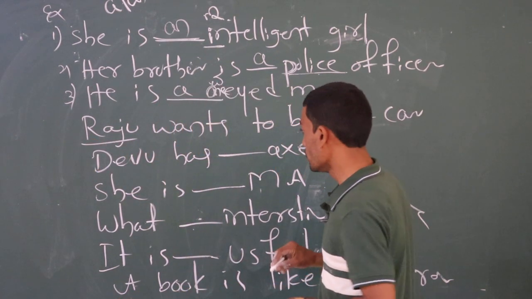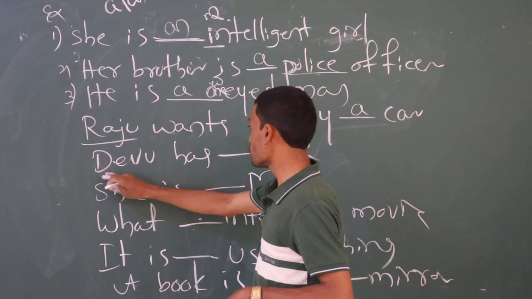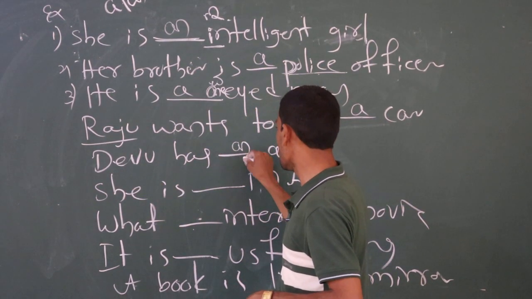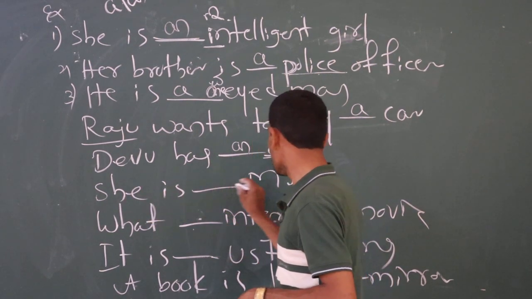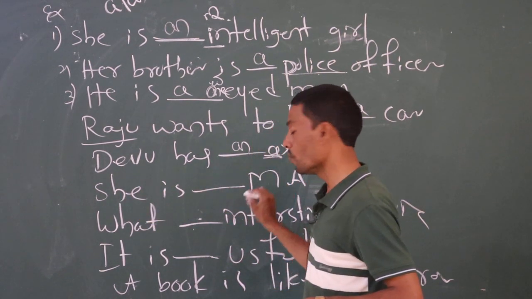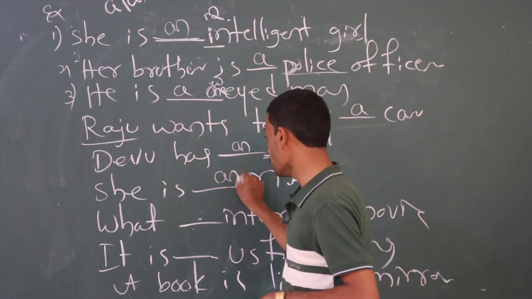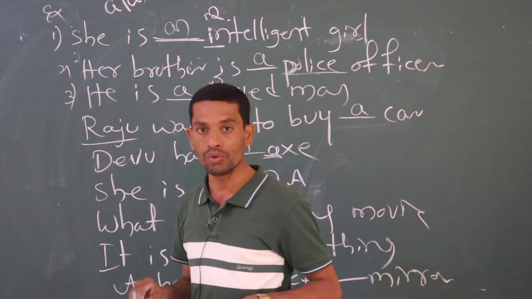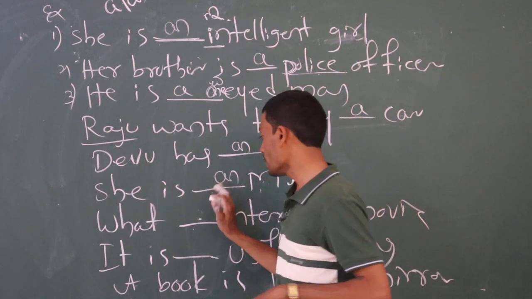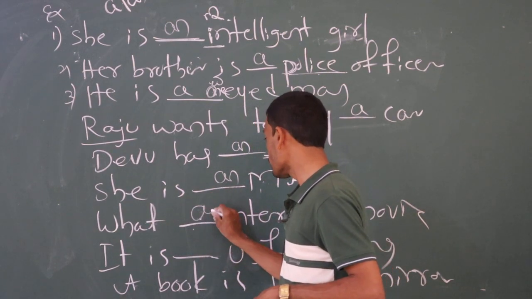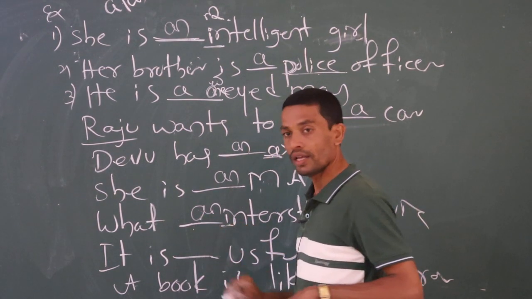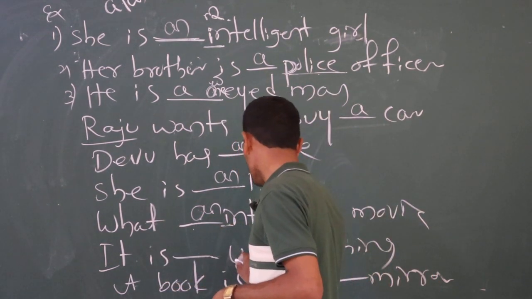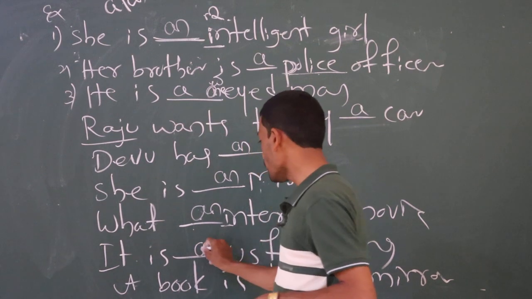This is a car. And next one, Dev has an X. A, this is a vowel. Before a vowel we have to use an article. She is an MA. Already I told that such words can be an MA, an MP, an MLA. If such abbreviations come, we have to use an article. What an interesting story. I have to use an article. Why? Because this is E, a vowel. It is a useful thing. Why did I use a?